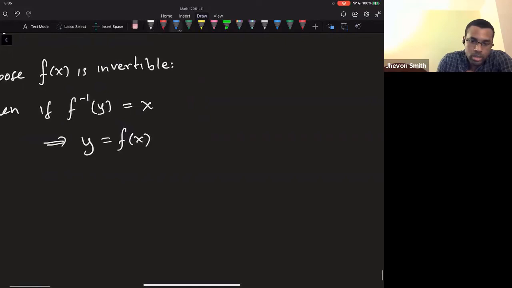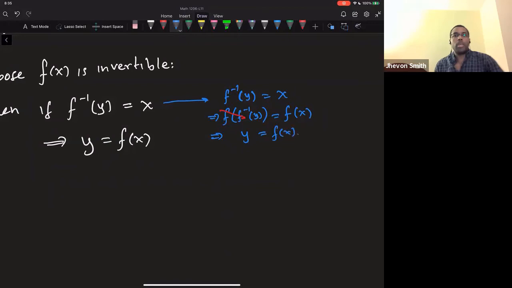And the reason is, if you have f inverse of y equals x, what you can do is put both sides inside of f, and then the inverse will cancel that function. So over here, you would just get the y. And it goes both ways. So if you have f of x equals y, it actually means that x is equal to f inverse of y, and so on and so forth. But I think this is the one that we're going to want to use.